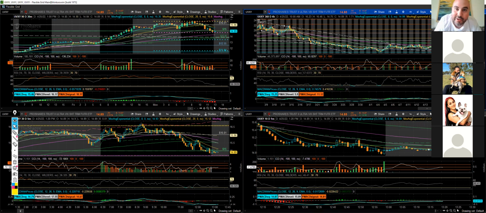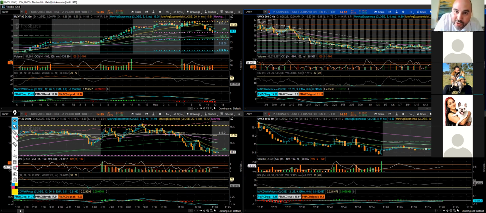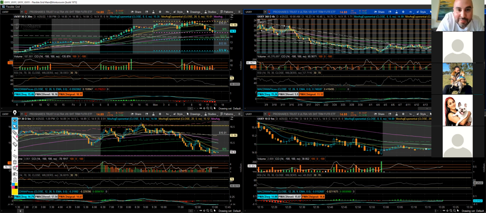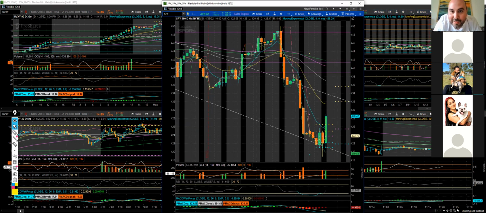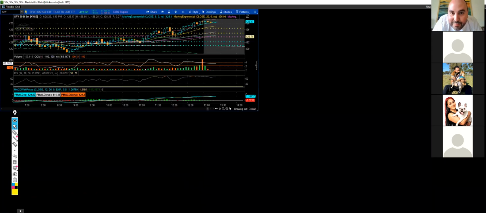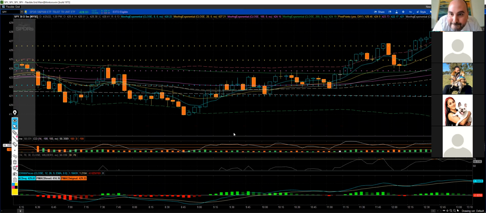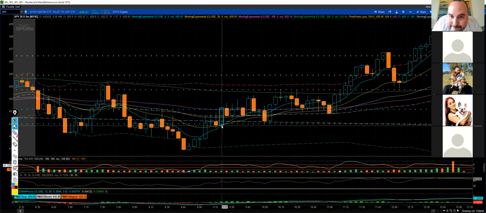I was looking at that today. I had a bull cross on one chart and bear crosses on the other. I realized that I was looking at SPY and there was a bull cross that formed out on the 5-minute chart right here, at this level.